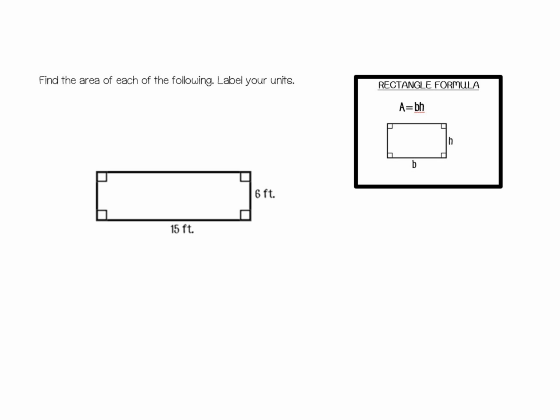So here's our first example. You can see that the shape is a rectangle. My rectangle formula is base times height. 15 is my base, 6 is my height. To find the area, I do 15 times 6. And when I type that in my calculator, I will get 90. And the area label is always units squared, so this is going to be feet squared.